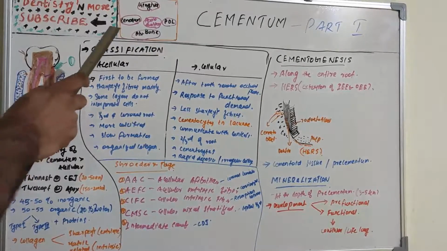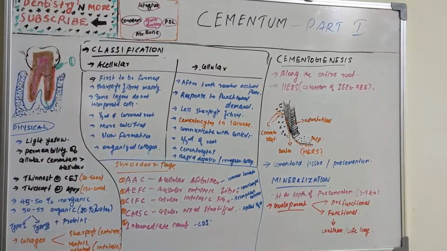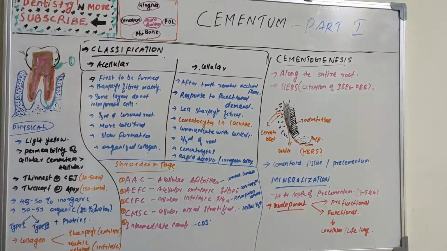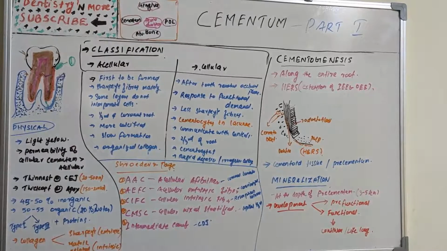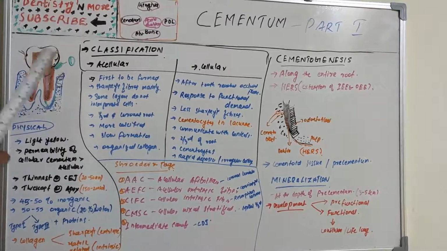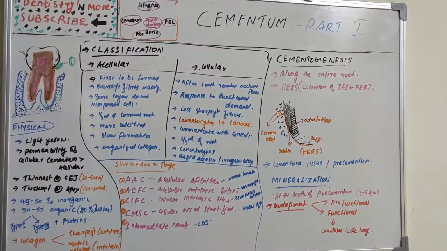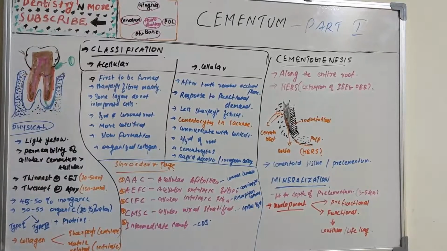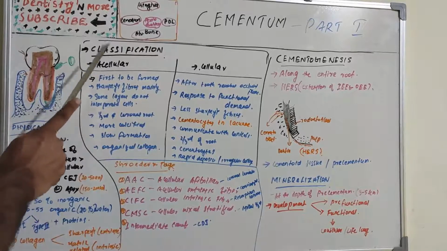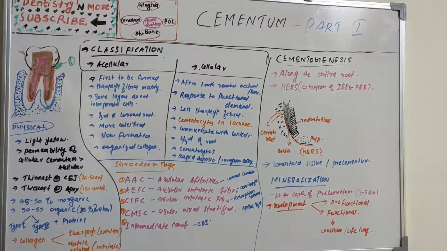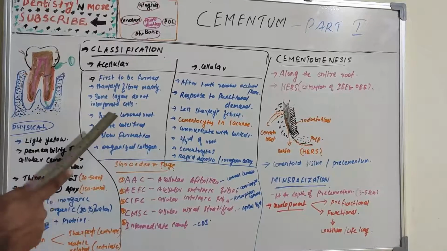Now we'll move on to the classification. This is very important. Acellular and cellular type. The term acellular is a little bit unfortunate, because as a living tissue, cells are an integral part. Why acellular? Because some of the layers do not contain cells in their lacunae. That is why it got this name. Acellular cementum is the first one to be formed, and Sharpey's fibers make up most of its structure.